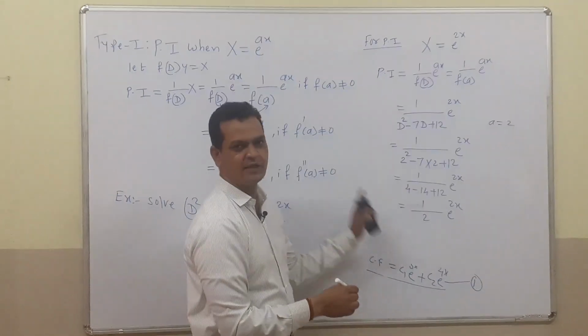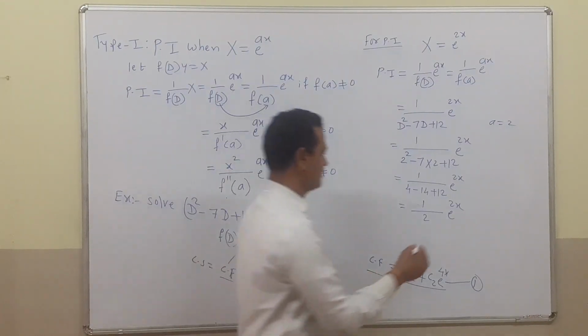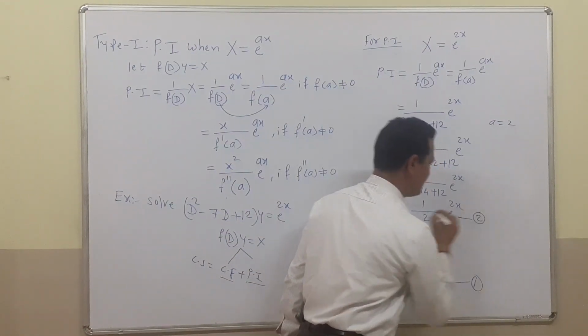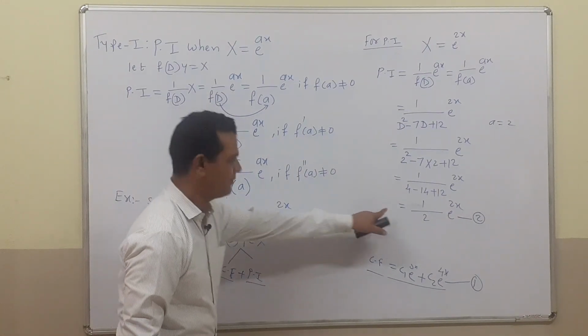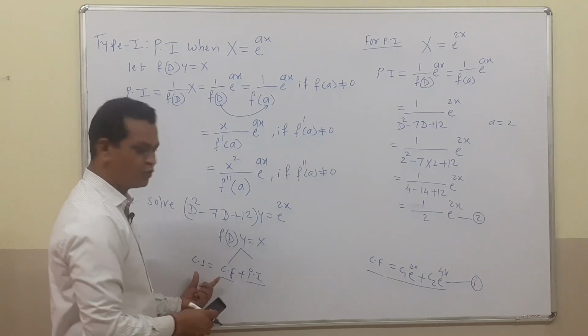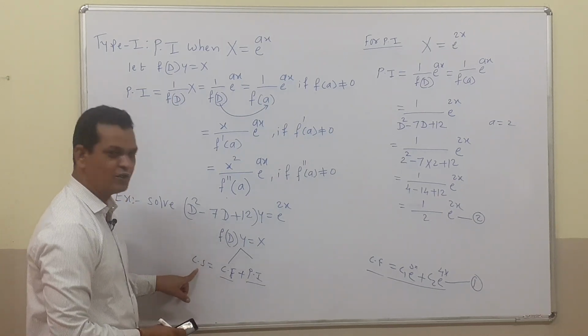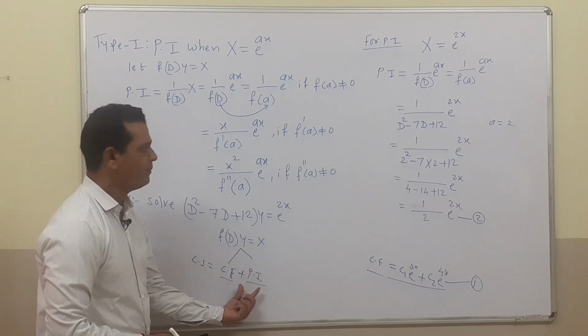Now this is called the particular integral of the given equation. Let's call this equation number 2, which is the particular integral of the equation. So now how to write the value of the complete solution? The complete solution is the combination of the complementary function and the particular integral.